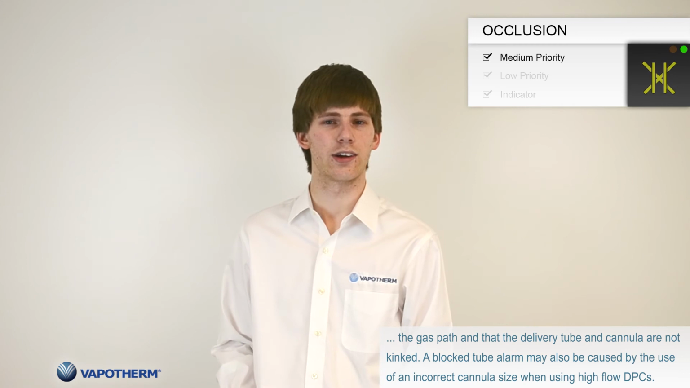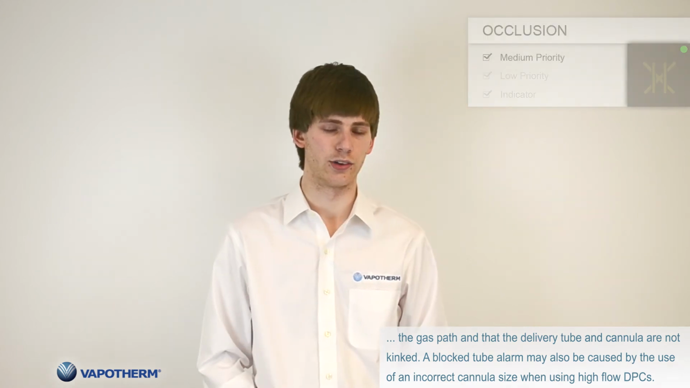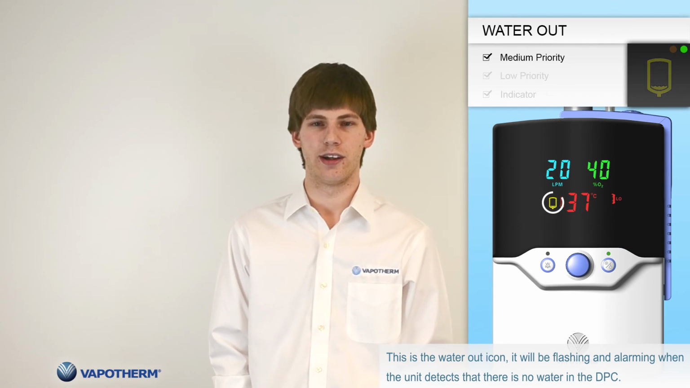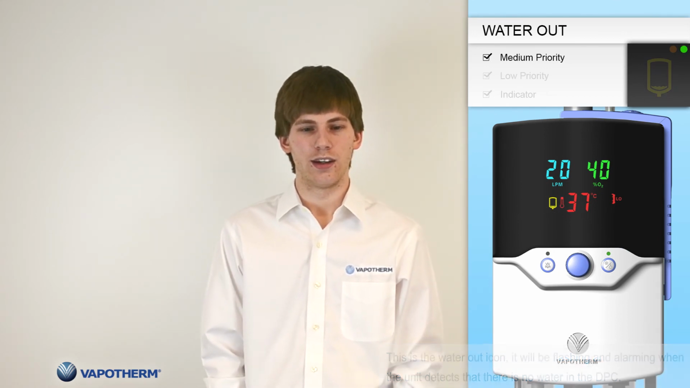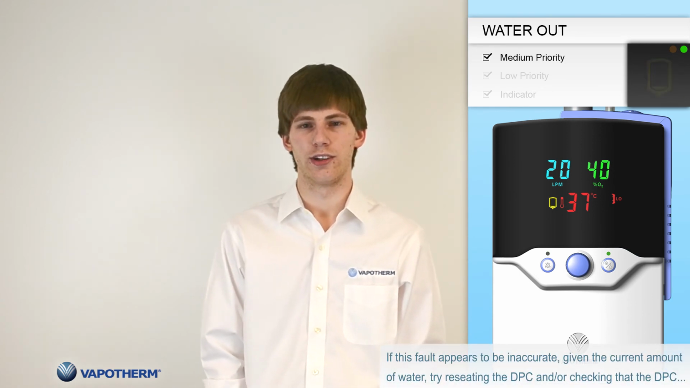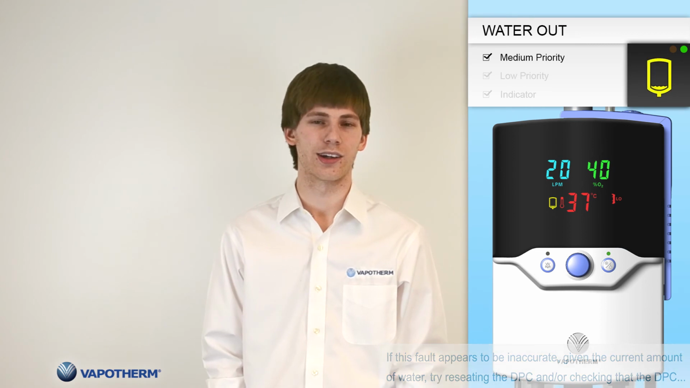A block tube alarm may also be caused by use of an incorrect size of cannula with the high flow DPCs. This is the water out icon. It will be flashing and alarming if the unit detects that there is no water in the DPC. If this alarm appears to be inaccurate given the current amount of water, try reseating the DPC and/or checking that the DPC has completely filled its reservoir before attempting to use the DPC again.